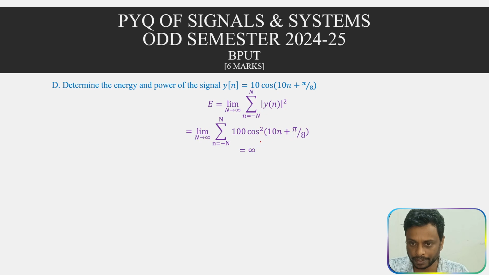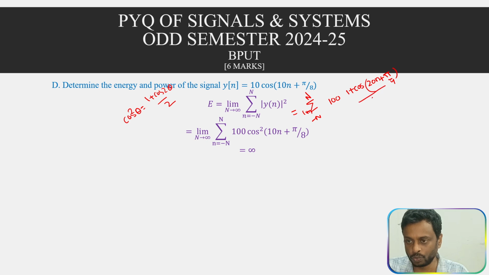Because you can see cos square theta equals how much? 1 plus cos 2 theta divided by 2. Here there is a limit, then n equals minus n to plus n of 100 times 1 plus cos 2 theta, so it will be cos of 20n plus pi by 4, divided by 2.